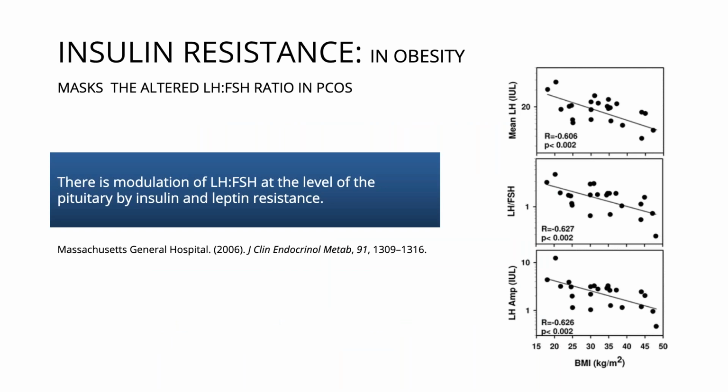Another little pearl that can make things difficult to see with PCOS is that obesity can mask the altered LH-FSH ratio. If you have patients who are really insulin resistant and obese, they may not have that opposite LH-FSH ratio. In patients who don't have PCOS, we expect the LH to be double the FSH or at least significantly higher. But in patients who are obese, you often don't see that as much. So just keep that in mind as well.